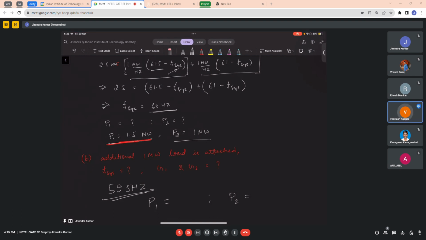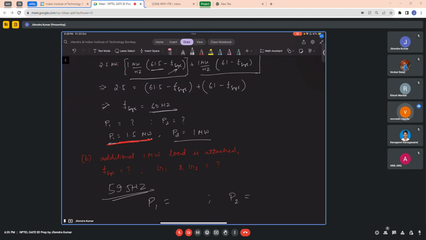Generator 1, P1, how much? 2 megawatt. Exactly. And P2 is 1.5 megawatt. Yes, sir. Yeah, great. So I hope you got the idea of such kind of problems. You just practice based on this and you will be fine.